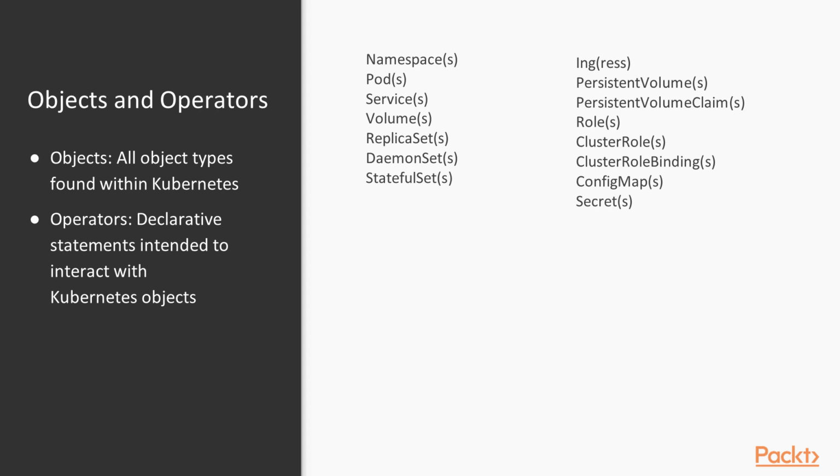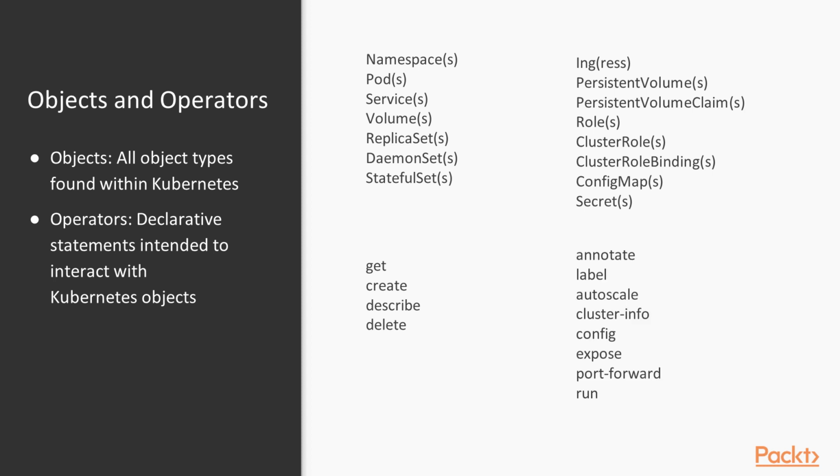Next, with operators, these are declarative statements that are intended to interact with the objects that you see above. Some very basic operators are get, create, describe, and delete. You also have the option of doing some advanced things such as annotate, label, autoscale, cluster-info, which gives you the information about the cluster overall, config, which allows you to switch Kubernetes contexts so you can connect to different clusters, expose, port-forward, and run. Again, this is not an exhaustive list, and all of the operators that are available can be found on the documentation site. With respect to special operators, there are three primary special operators that come in very handy.